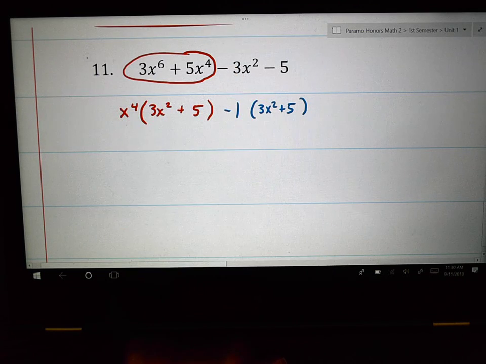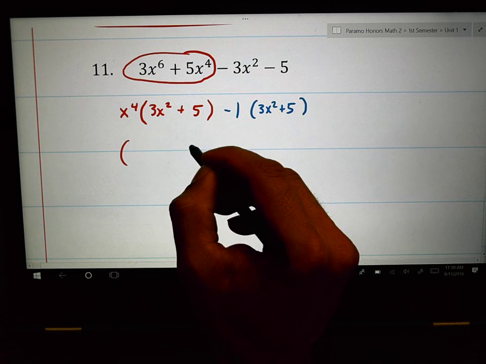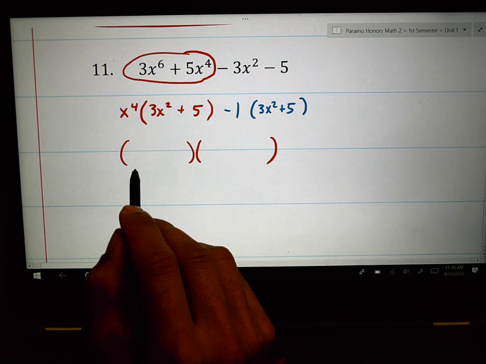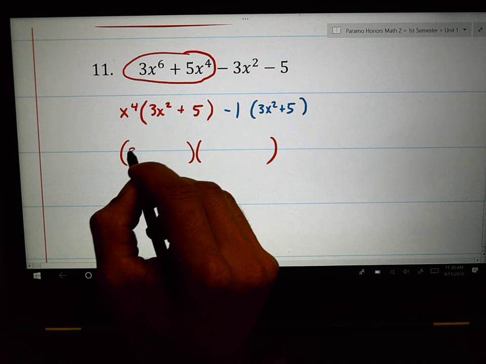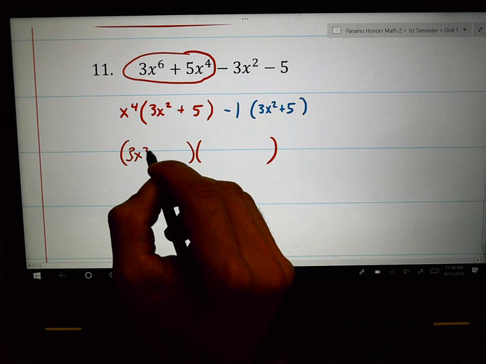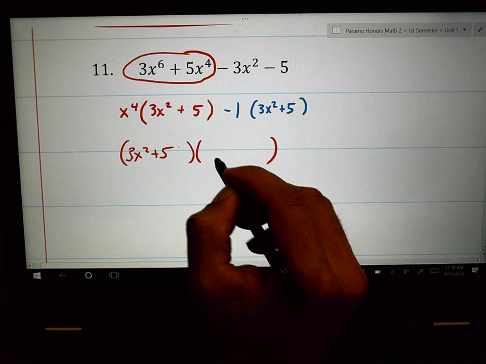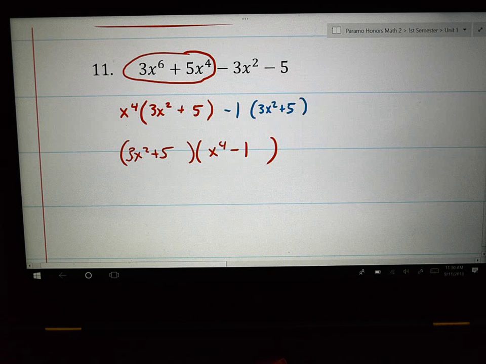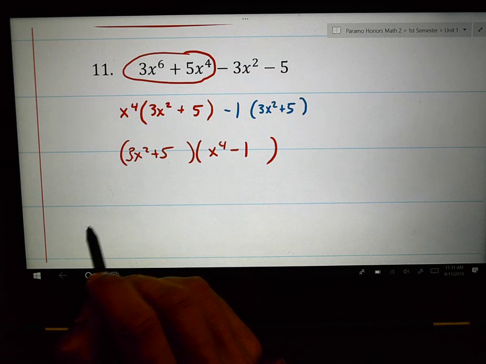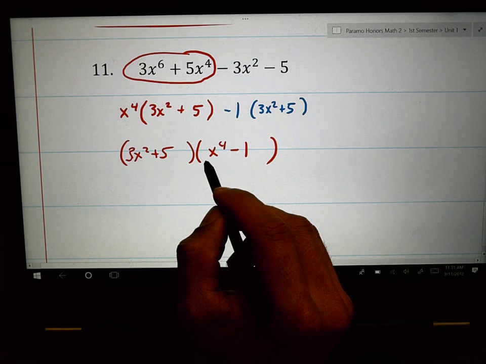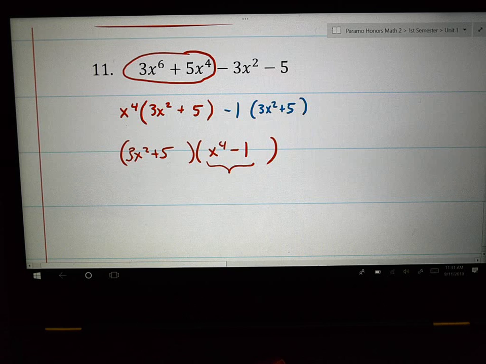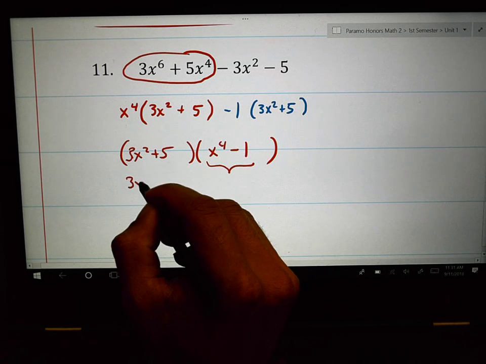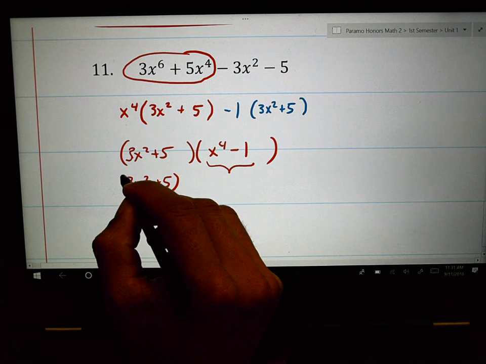So now what we're going to do is we're going to have our two parentheses. What goes in the first parentheses? 3x squared plus 5. What goes in the second parentheses? X to the 4th minus 1. Yay! Are we done? How come? Does this factor further? Okay. We're not going to forget about this 3x squared plus 5 because some people will.